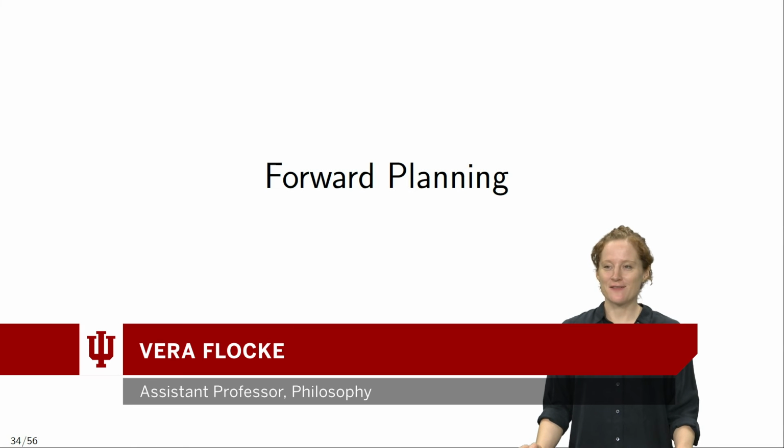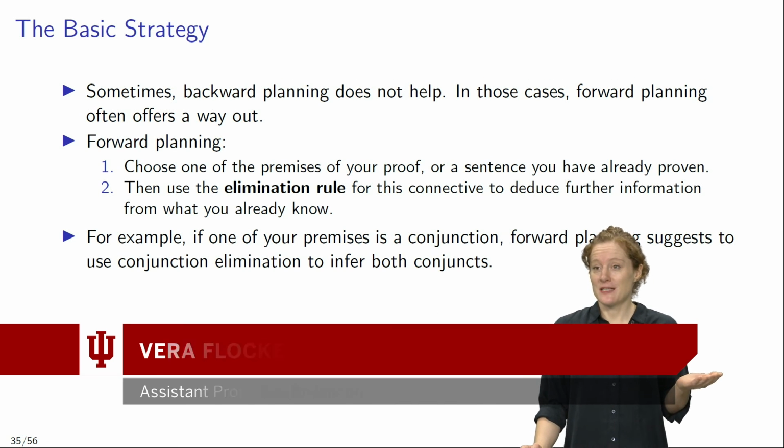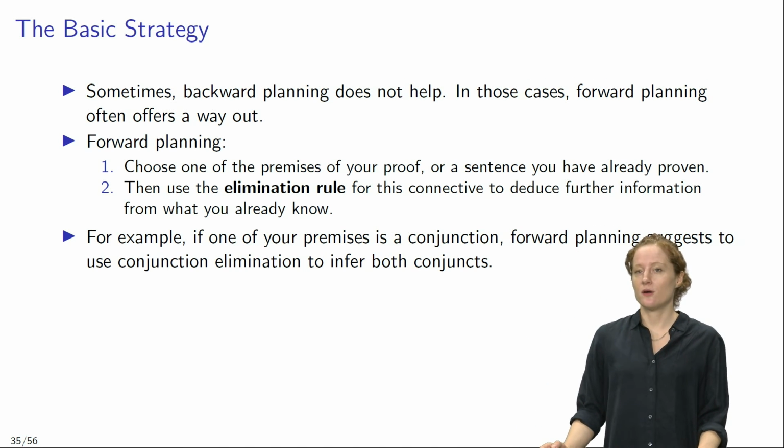My second favorite proof strategy is forward planning. Sometimes backward planning simply doesn't work. And in those cases, forward planning often offers a way out.